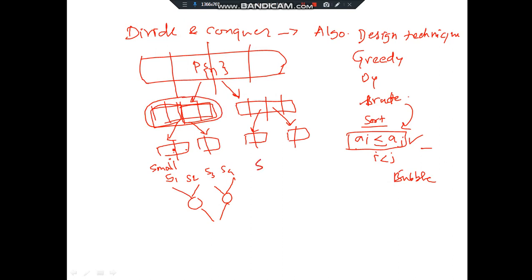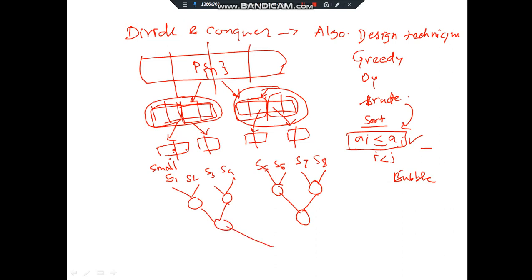Similarly over here, let us say this is S5, S6, S7 and S8, and these solutions are combined to get the solution of the first half, this subproblem. The solution of the second subproblem is obtained when these two solutions are combined. When these two are combined, we get the solution of these as a whole. Finally, when these two solutions are combined together, we get the solution of this particular problem, the complete problem. Now combining the solution means, for example, let us say we want to find out the largest number.